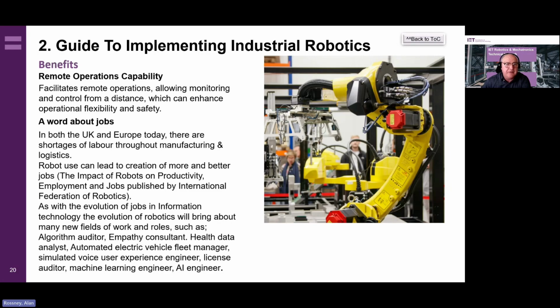So by way of example, E&T magazine, published by the IET, they forecast the following new job roles in robotics and automation in the future. So algorithm auditor, already there, empathy consultant, not there yet, health data analyst, automated electric fleet manager, already a job that's in existence, simulation voice user experience. I mean, so much of what we see in AI and machine learning now is about voice to text and voice recognition. And then license order might be another one.